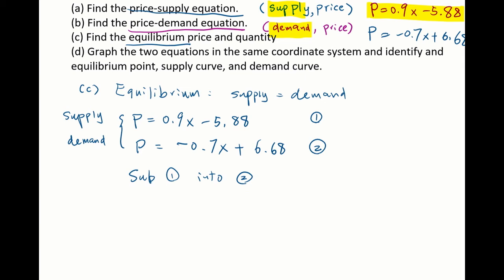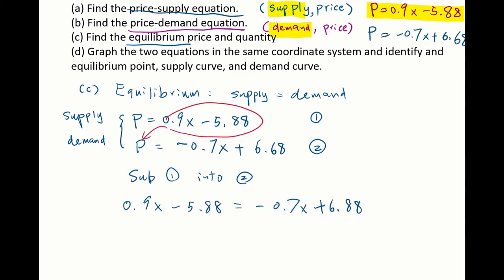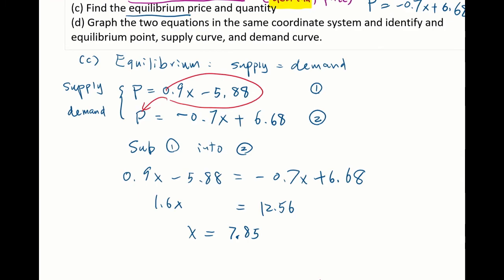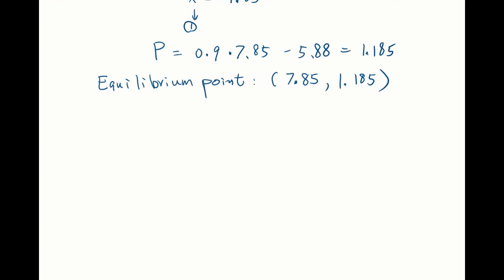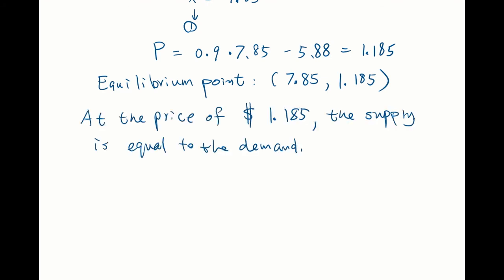So sub equation 1 into equation 2. We have this equation, and then solve for x. We have x equals 7.85. Then solve for P by plugging this value into either of the two equations. P is 1.185. So the equilibrium point is 7.85, 1.185. This means at the price of $1.185, the supply is equal to the demand.